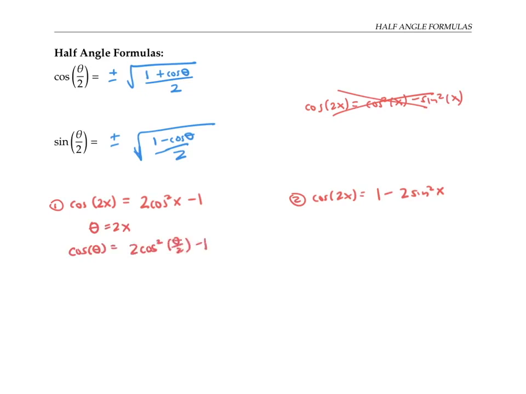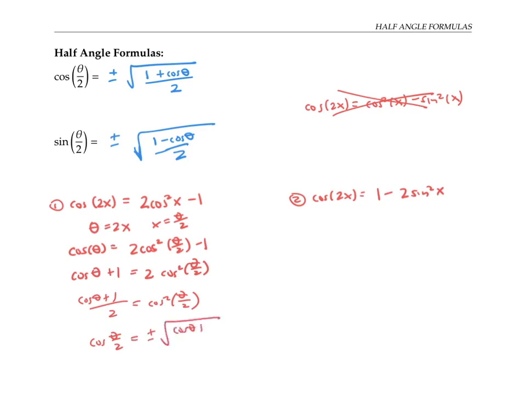Since if theta is 2x, then x is theta over 2. Now, I'm going to solve for cosine of theta over 2. So I'll add 1 to both sides, divide both sides by 2, and take the square root of both sides. That gives me that cosine of theta over 2 is going to be plus or minus the square root of (cosine theta plus 1) over 2, which is the formula we're looking for.